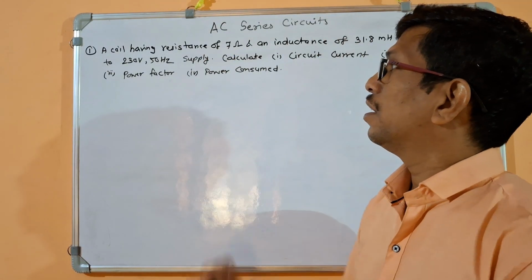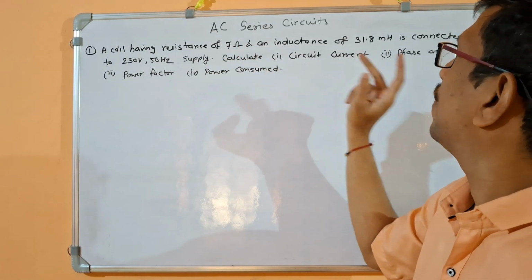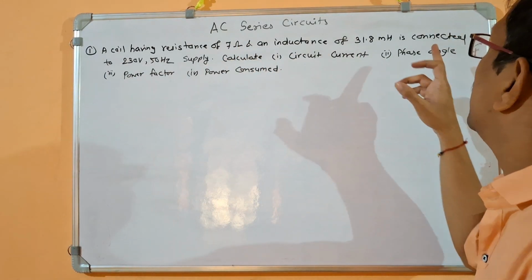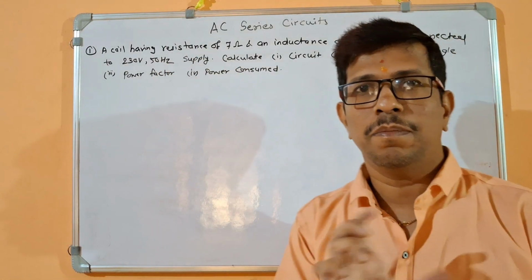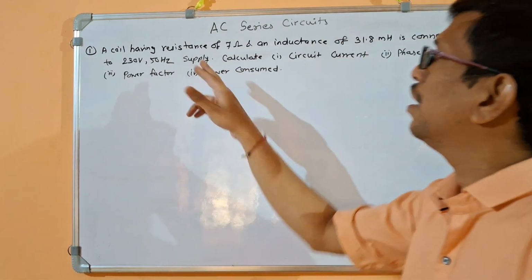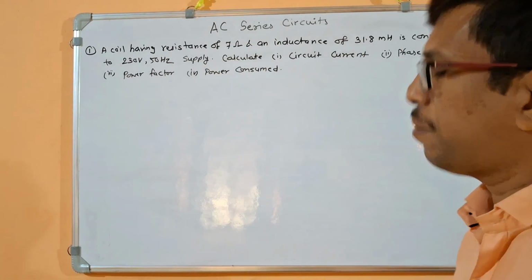Okay, so the numerical is: a coil having resistance of 7 ohm and inductance of 31.8 millihenry is connected to 230 volt 50 hertz supply. Coil means combination of resistance and inductance. Okay, calculate circuit current, phase angle, power factor and power consumed.